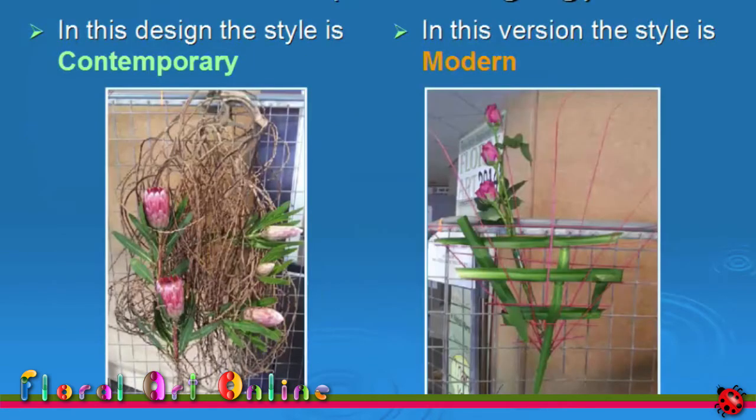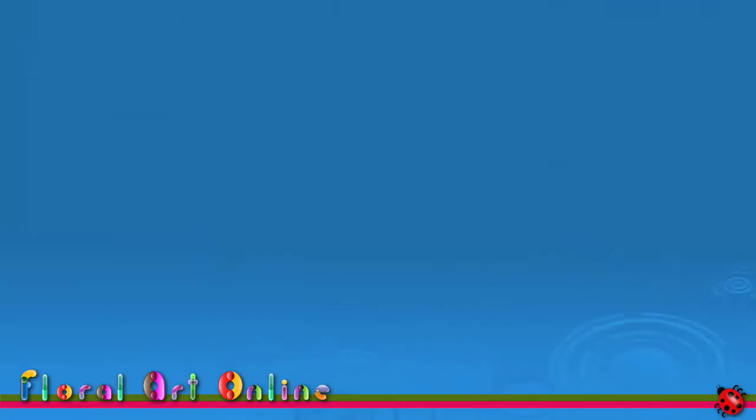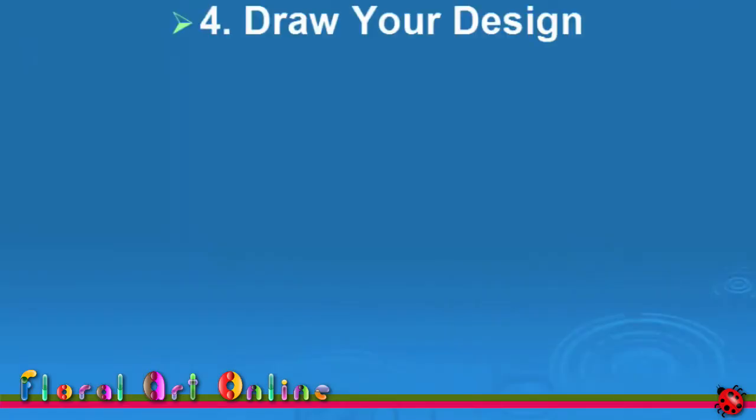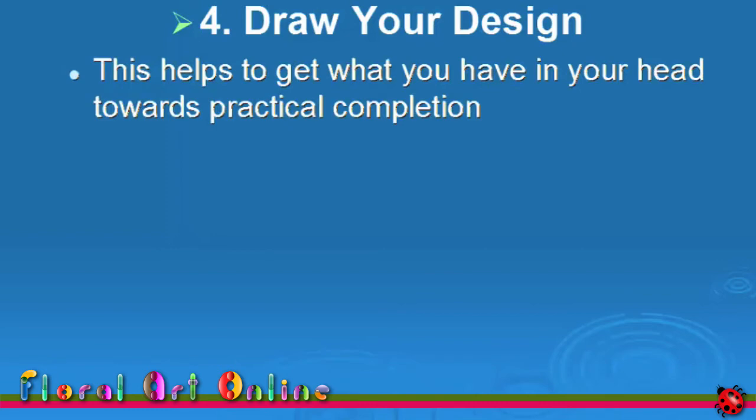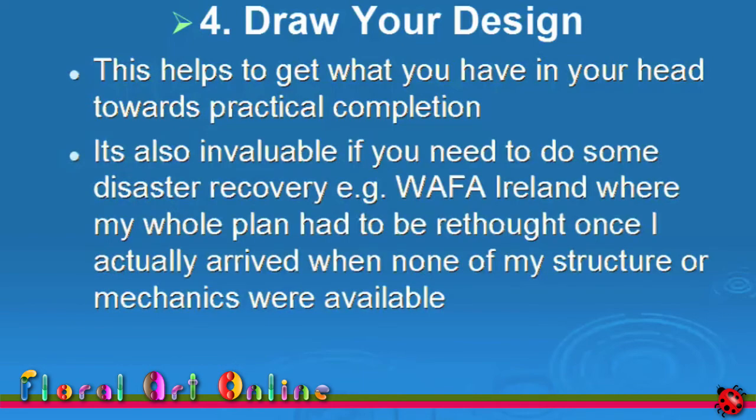Here's another example of a class title where you can select the design style yourself. The design on the left uses the contemporary style and the one on the right is a modern style. Now we're ready to draw a sketch of the design. It really does help to get what you have in your head onto paper, and it doesn't matter a jot how well you think you can draw. It's not about your sketching prowess, it's about having an outline of how you see the design.